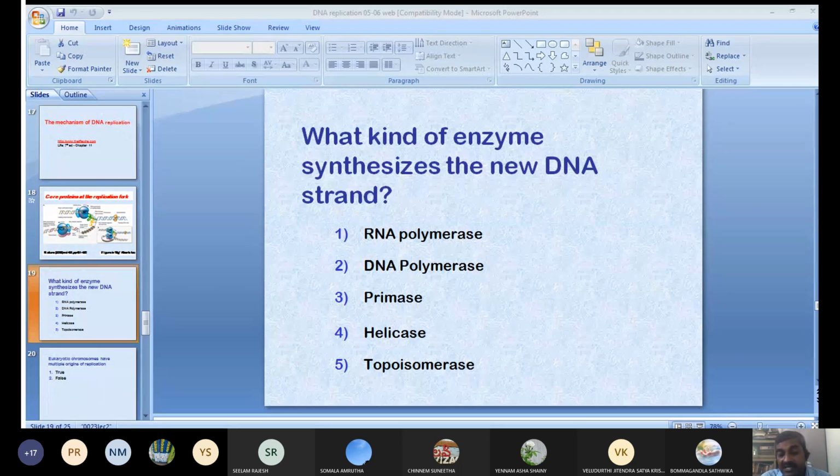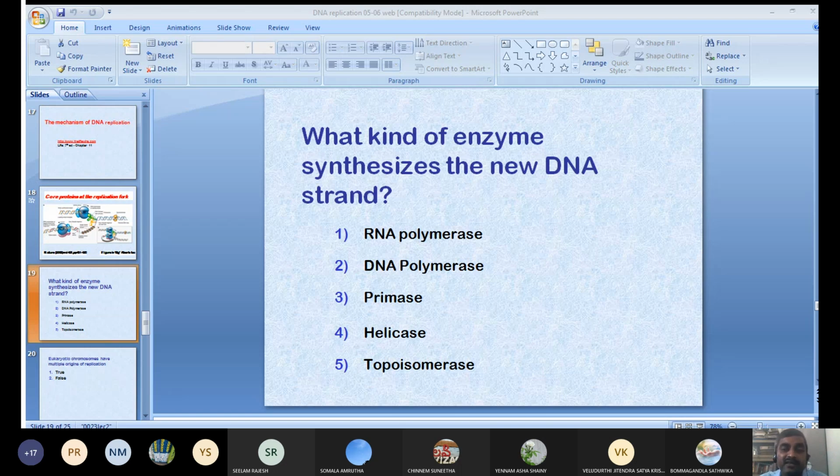And then DNA polymerase is another enzyme. We know that DNA polymerase 3 is the major enzyme involved in the main replication part. DNA polymerase has different characteristic properties like 5' to 3' polymerization activity, 3' to 5' exonuclease activity, and so on.